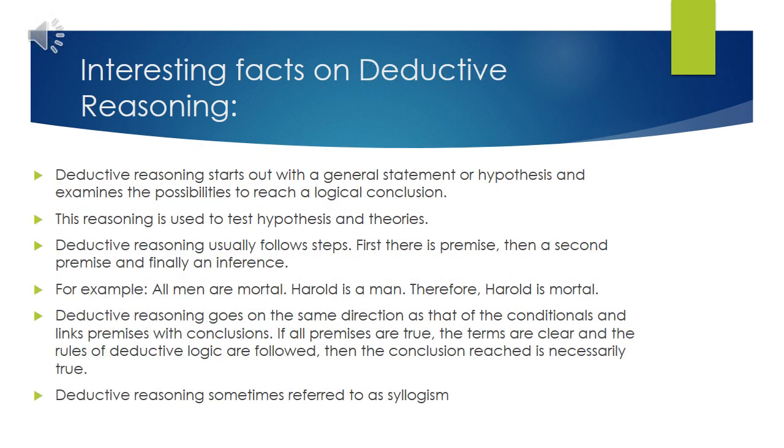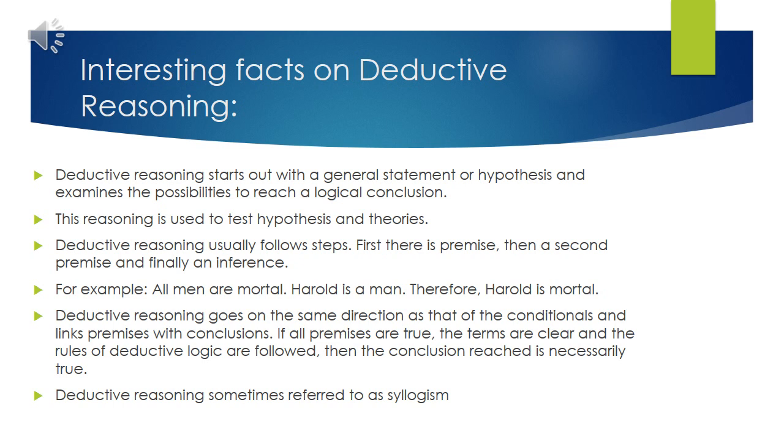Deductive reasoning is a basic form of valid reasoning. Deductive reasoning, or deduction, starts out with a general statement or hypothesis and examines the possibilities to reach a specific logical conclusion. The scientific method uses deduction to test hypotheses and theories. In deductive inference, we hold a theory and based on it, we make a prediction of its consequences.